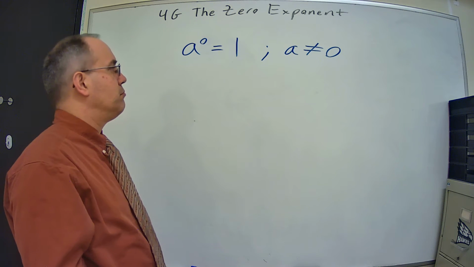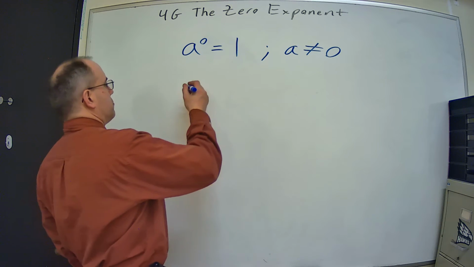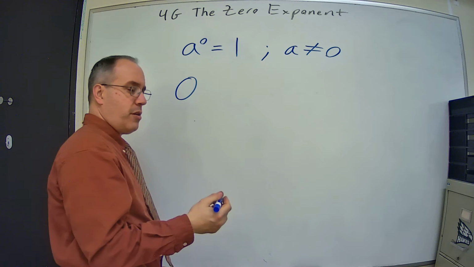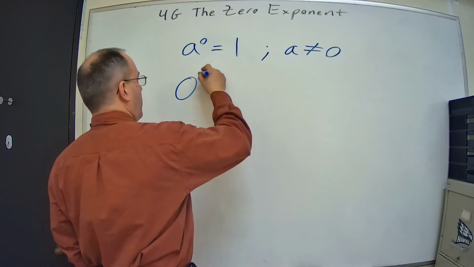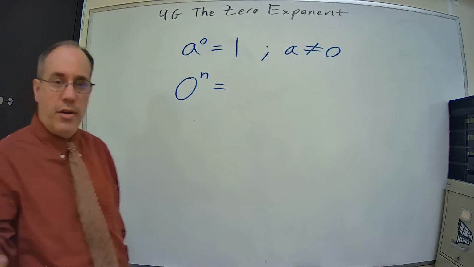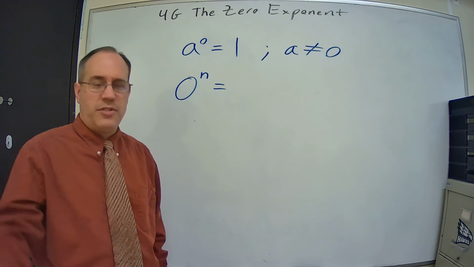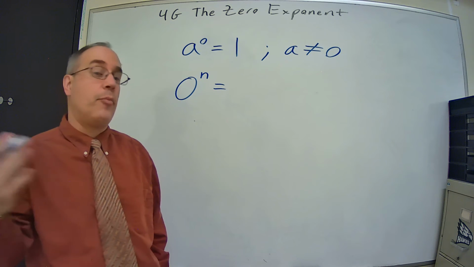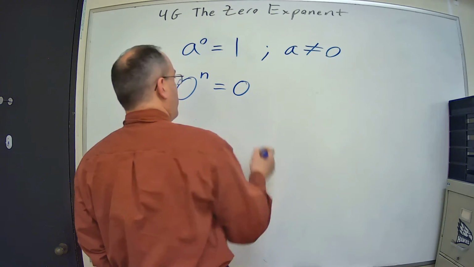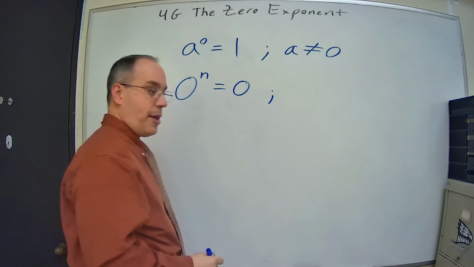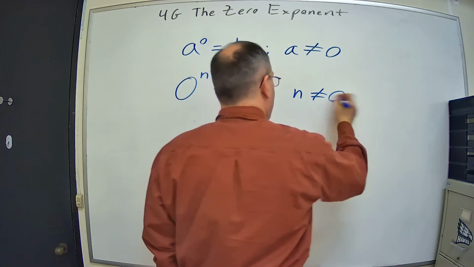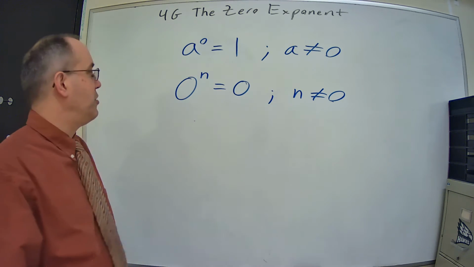Well, let's just do a little aside here. What if we raise 0 to any power? What do we get? 0 raised to any power, 0 times 0 times 0 times 0 times 0, always gives you 0, right? Any number multiplied by 0 is 0. So that's 0. Another semicolon. Where n is not equal to 0. Because how can you take 0 zeros?